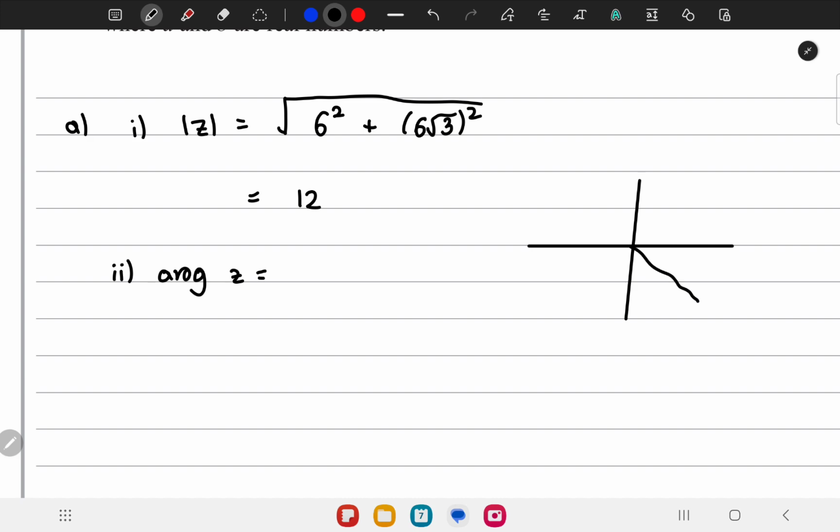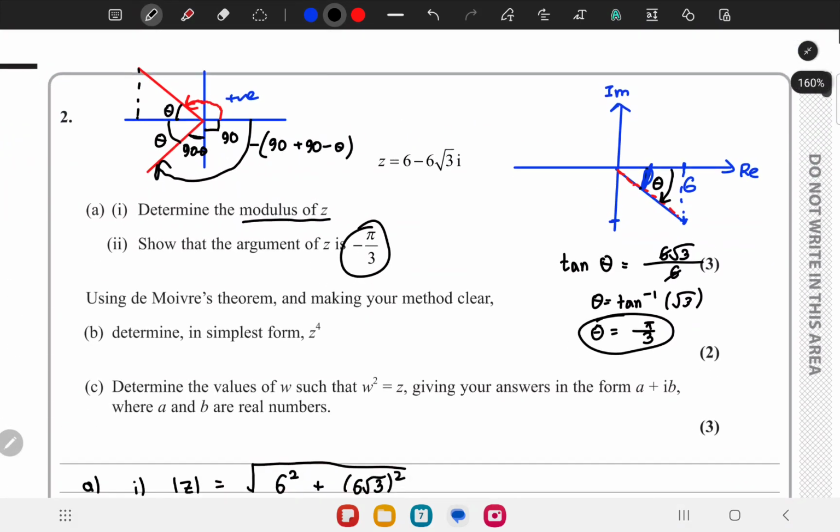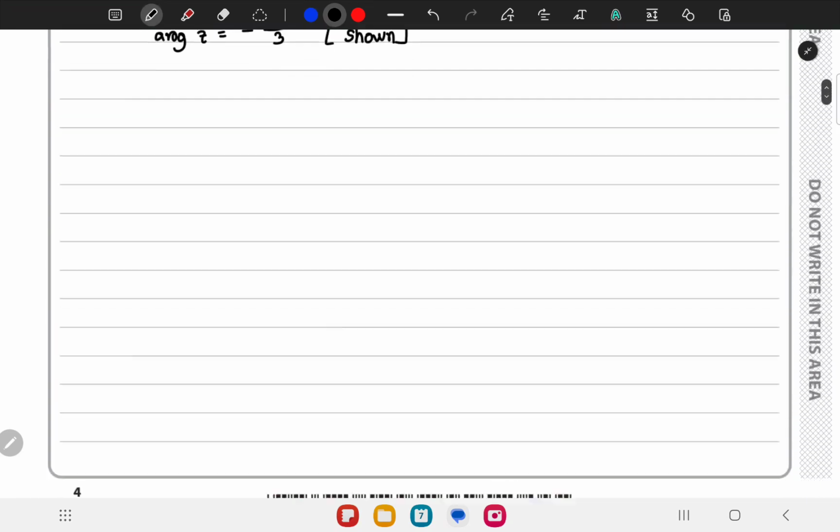So we can just draw a sketch of this. Theta equals tan inverse 6 root 3 by 6. So theta is pi by 3 and argument of z is minus pi by 3. Now in part B we have to use De Moivre's theorem to determine z to the power 4 in its simplest form.